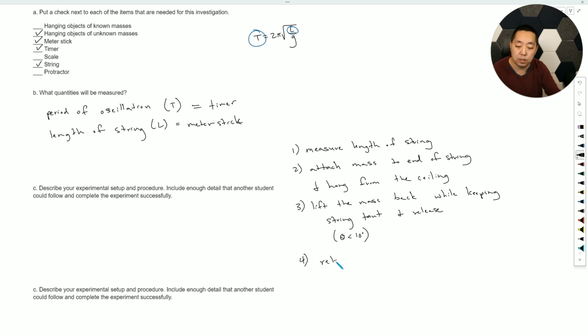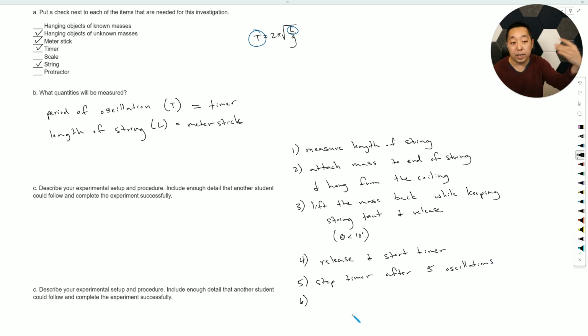We're going to release it and start the timer, and we're going to stop the timer after, say, 5 oscillations. It's hard to measure one oscillation because it's easy to make a little mistake. It's always good to do a few. And then we're going to vary a quantity. We want to repeat this 3 times.